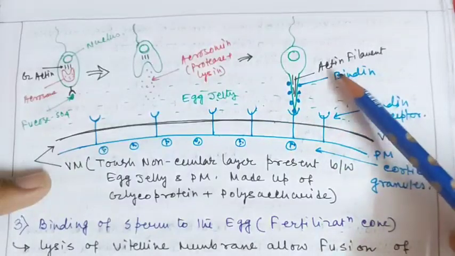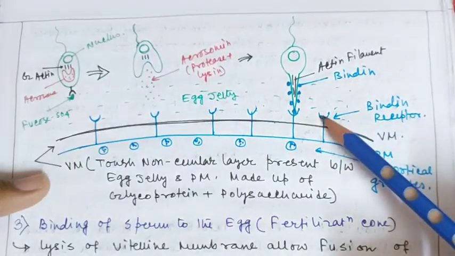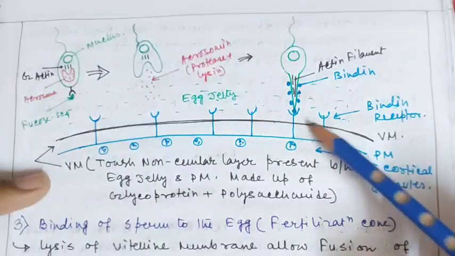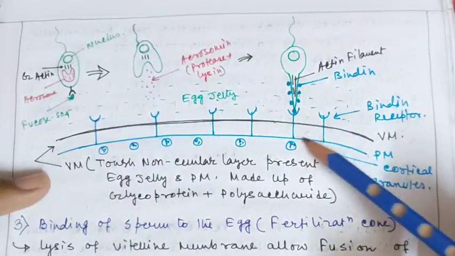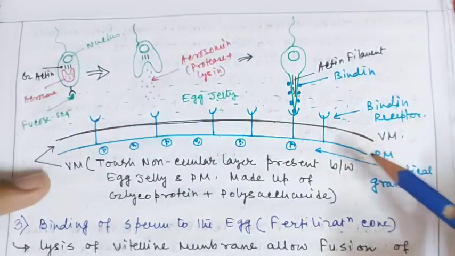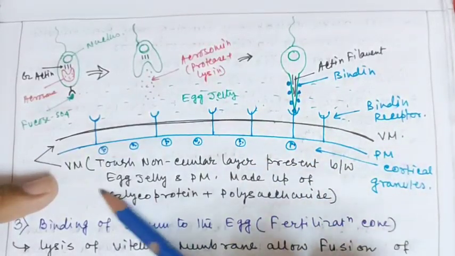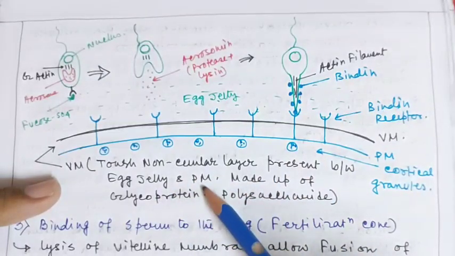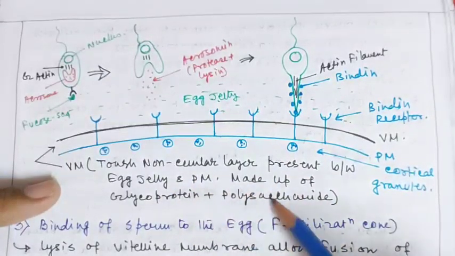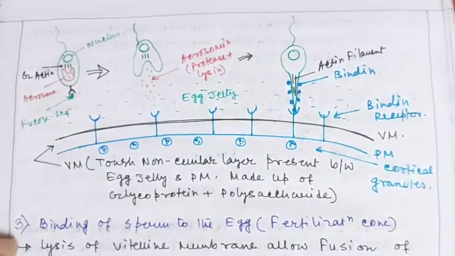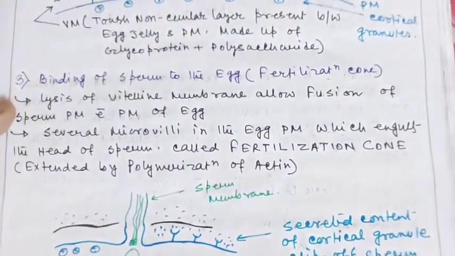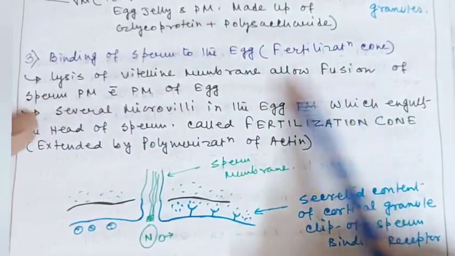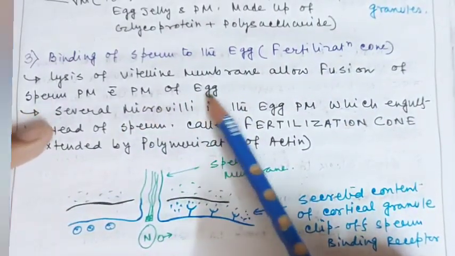So after binding of this bindin with the bindin receptor, the sperm breaks the vitelline membrane, and ultimately the sperm membrane fuses with the plasma membrane of the egg. The vitelline membrane is a tough non-cellular layer present between the egg jelly and the plasma membrane, made up of glycoprotein and polysaccharide. Now, after the binding of the sperm to the egg membrane and formation of the fertilization cone, the lysis of the vitelline membrane allows the fusion of the sperm plasma membrane with the plasma membrane of the egg.